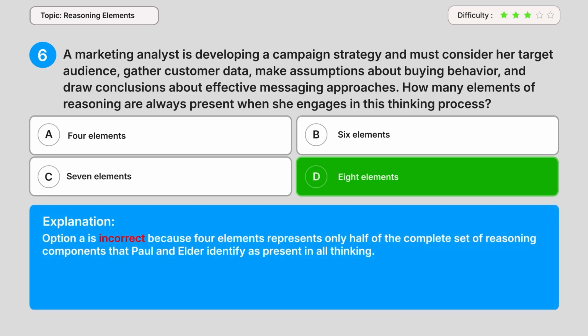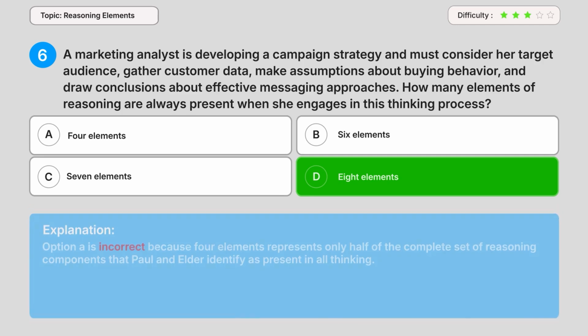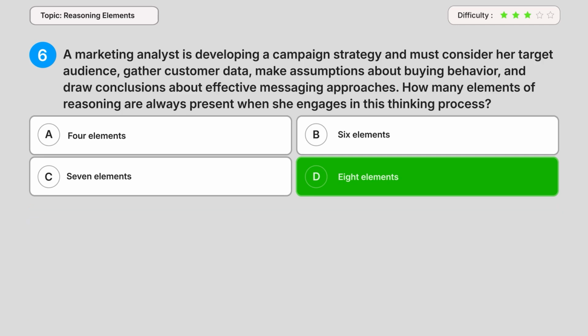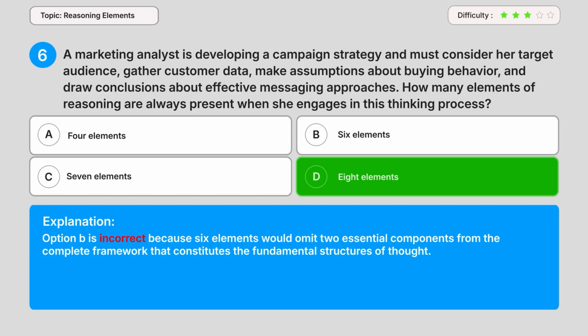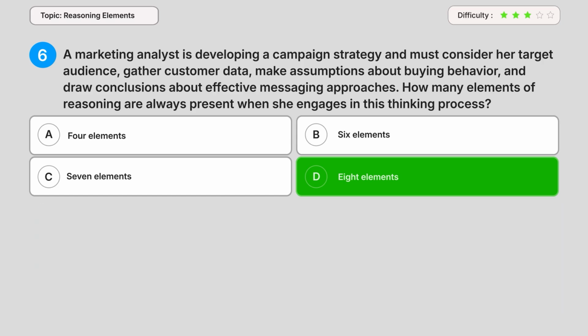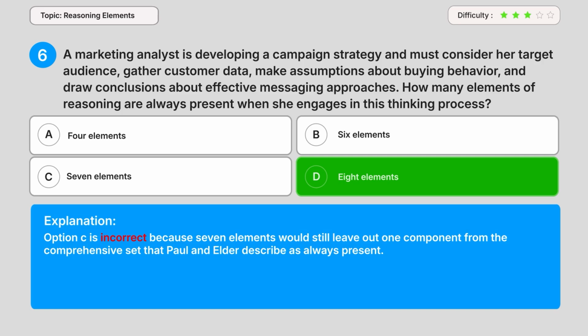Option A is incorrect because 4 elements represents only half of the complete set of reasoning components that Paul and Elder identify as present in all thinking. Option B is incorrect because 6 elements would omit 2 essential components from the complete framework that constitutes the fundamental structures of thought. Option C is incorrect because 7 elements would still leave out one component from the comprehensive set that Paul and Elder describe as always present.